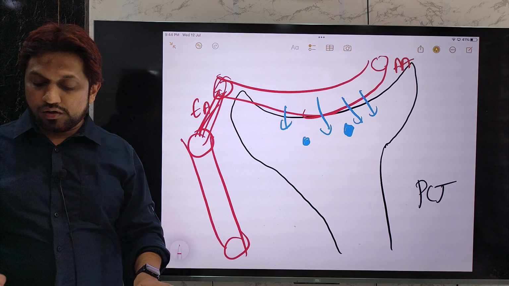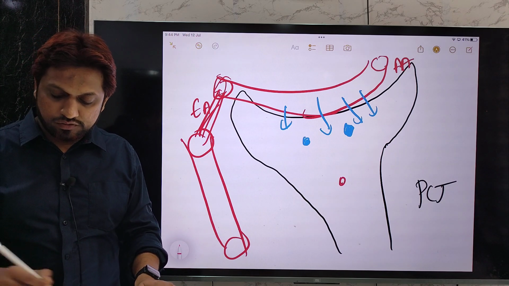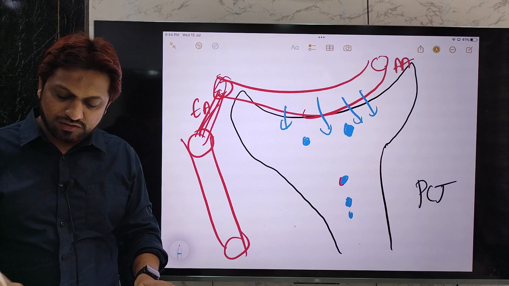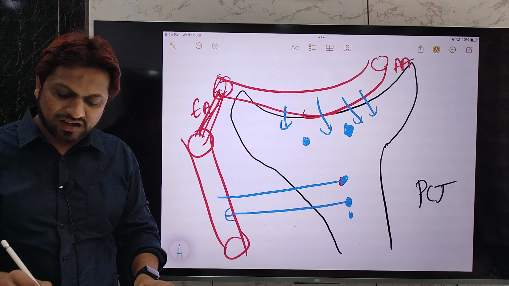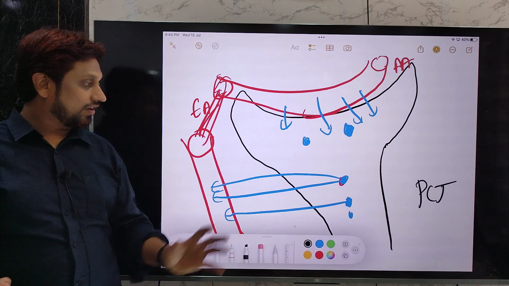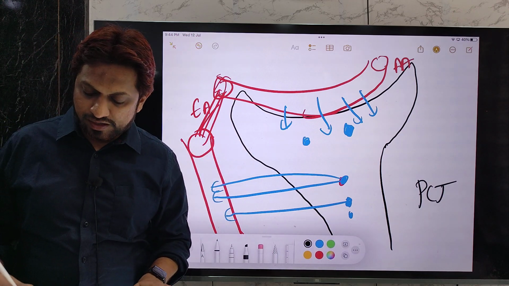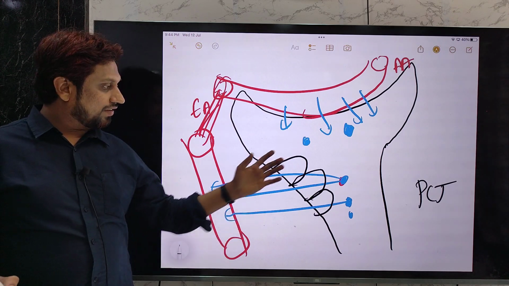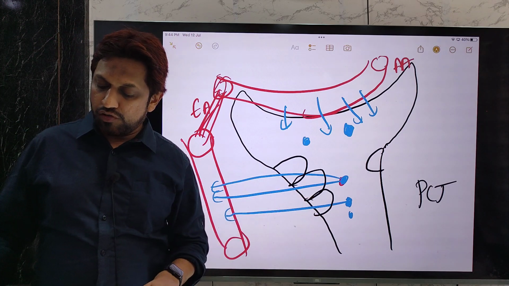Now these glucose molecules, which we have described, which get filtered, will ultimately be reabsorbed back into the peritubular capillaries. How they are reabsorbed back: there are some mechanisms, and they will be reabsorbed through the epithelial cells of the proximal convoluted tubule.